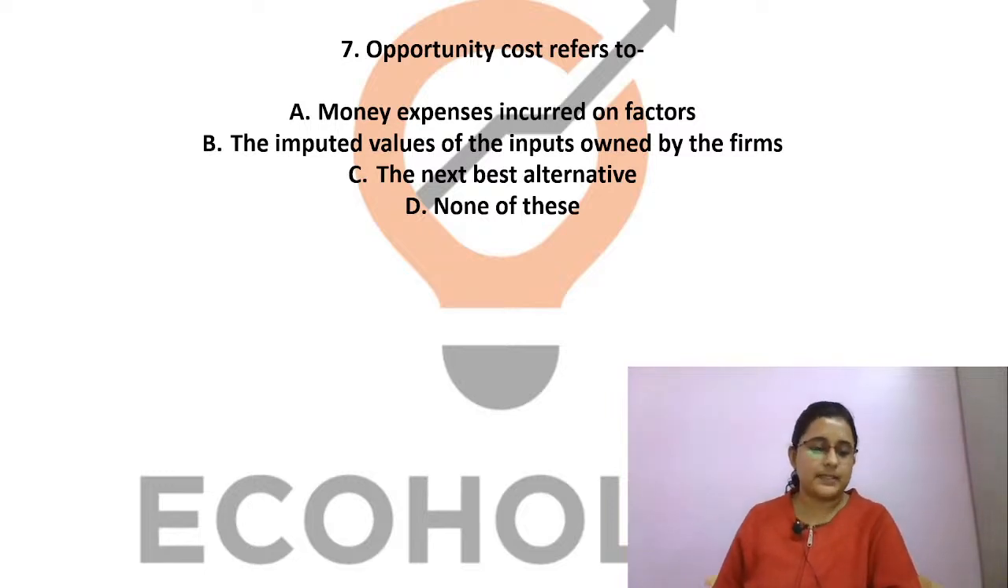Now, question number 7. Opportunity cost refers to what? Option A, money expenses incurred on factors; the imputed value of the inputs owned by the firms; next best alternative; or none of these. What should be the right answer? Tell me the answer for question number 7.